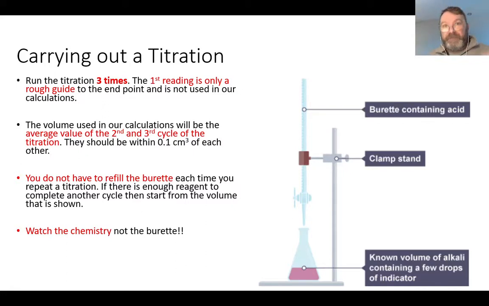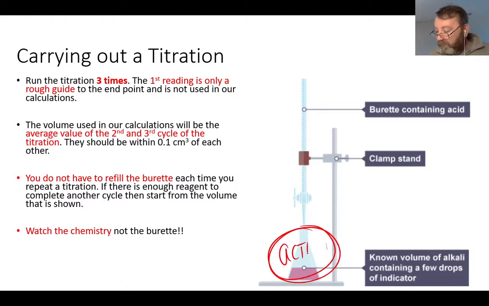The chemistry is in your conical flask. So when you're doing a titration, you are down at the tap, swirling the conical flask, adding in the acid, swirl, add in, swirl. You're watching the chemistry. You're not watching the numbers. You get the number at the end when you've reached the end point. So you have to focus on this. That's where the action is.